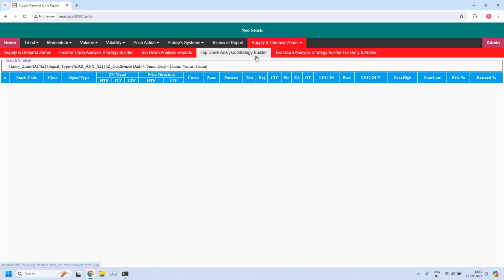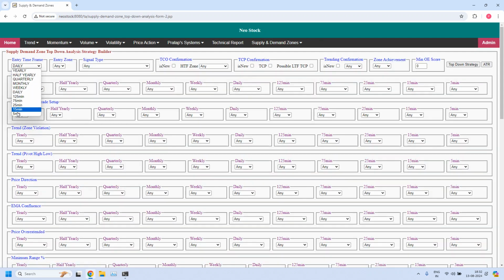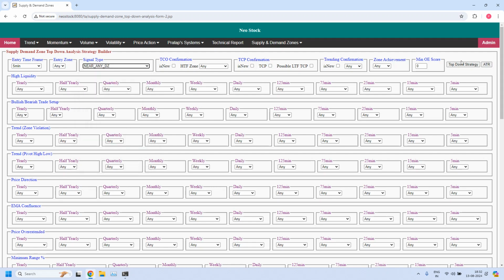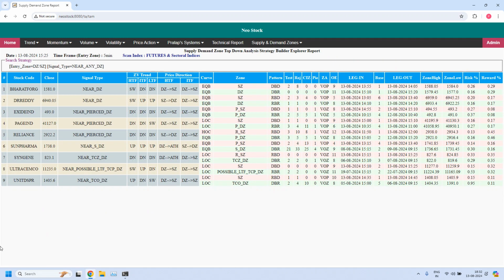Okay, the next time frame is a 5 minutes time frame, changing the time frame to 5 minutes. Let us find the stocks near 5 minutes demand zone. So 9 stocks are filtered. These 9 stocks are near to the 5 minutes demand zone.